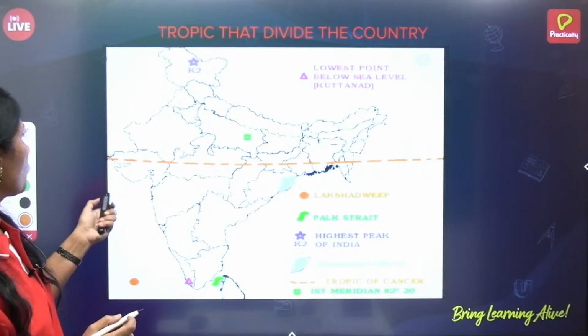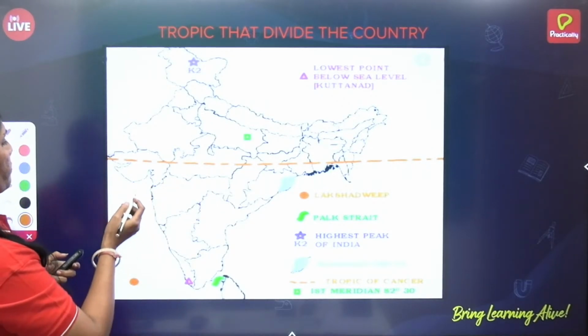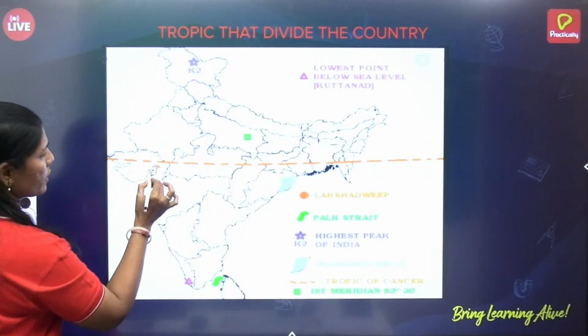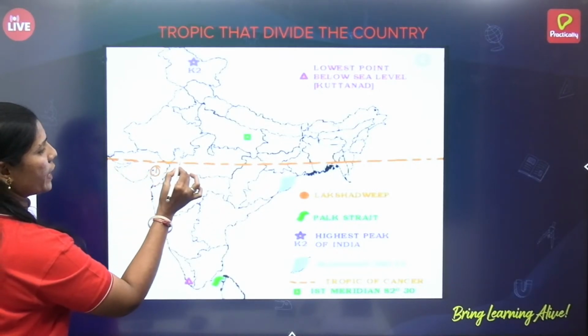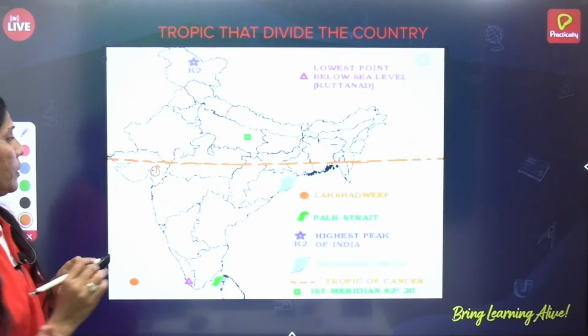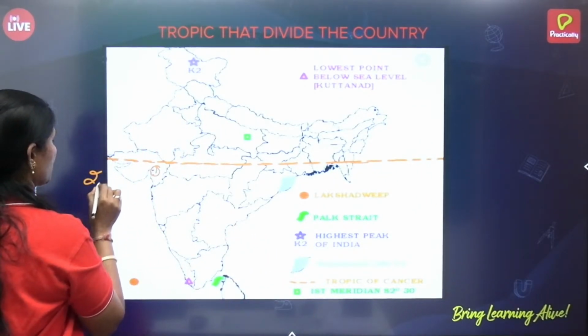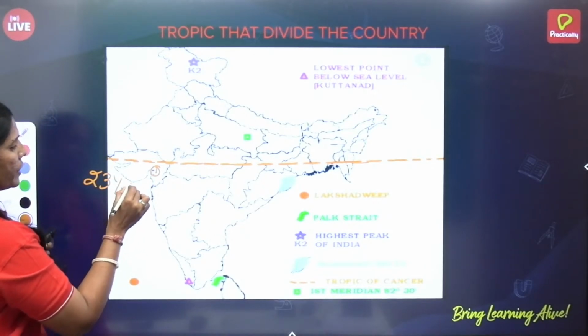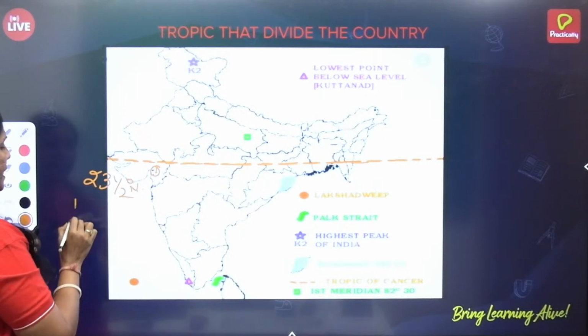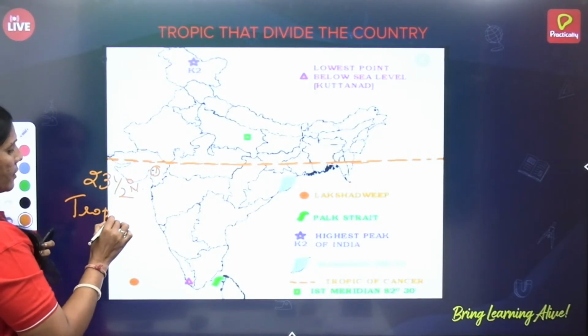Okay, let us take a close look at this map. You can find it over here. This is the line which is dividing India into two parts. The line is called 23.5 degrees north latitude, and it is called the Tropic of Cancer.